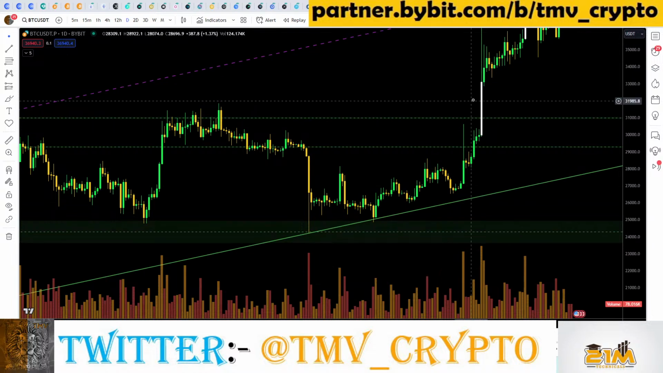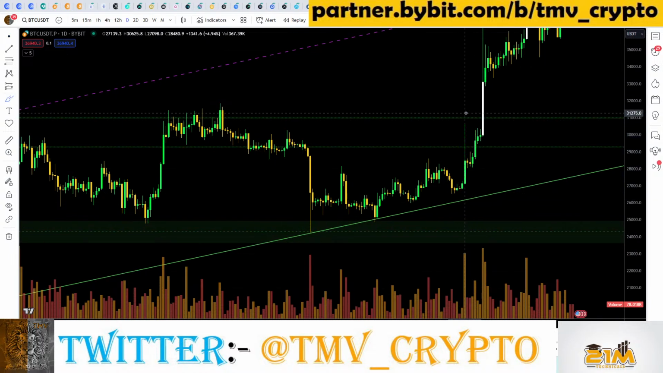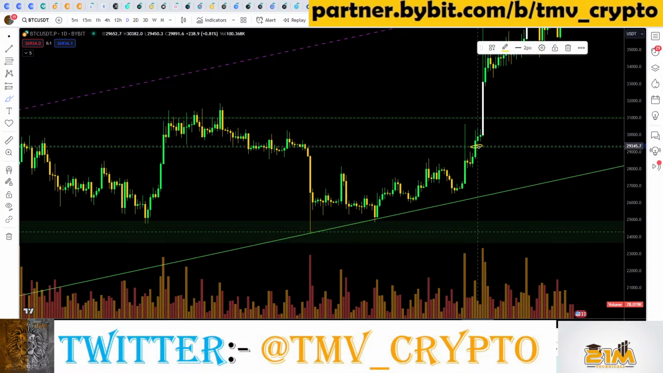When the 31,000 big pump happened, the previous pump was like a test pump. There were no buyers over here. There was no big volume coming in. The volume was okay, but there was no big volume. But when the price started flipping this 29,300 big support or resistance that we had, once it started trying to flip it, you see the big volume came in.